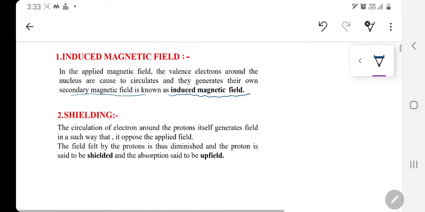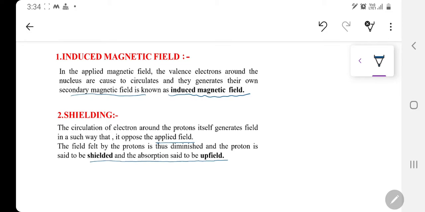The second topic is shielding. The circulation of electrons around the proton itself generates a field in such a way that it opposes the applied field. The field felt by the proton is thus diminished and the proton is said to be shielded, and the absorption is said to be upfield. Meaning when a molecule is placed in a magnetic field, its electrons are caused to circulate and thus they produce a secondary magnetic field, which is known as induced magnetic field.